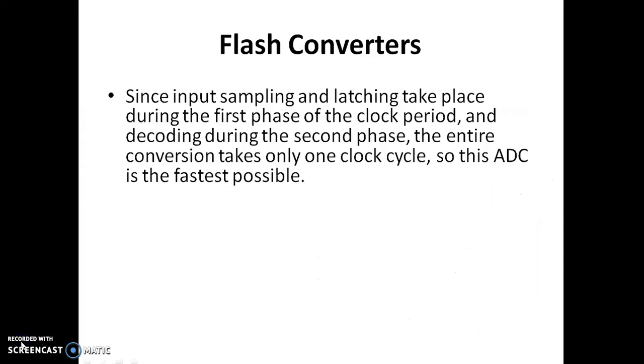Now for the given input voltage, the input sampling and latching takes place during the first phase of the clock period. As soon as we give the input voltage, the sampling of the input voltage is latched onto these comparators in the first half of the clock cycle. Decoding will be done during the second phase of the clock cycle. Everything is happening in a single cycle. The entire conversion takes place in only one cycle, so this is the fastest possible ADC, because within a single clock we are able to get the output voltage.